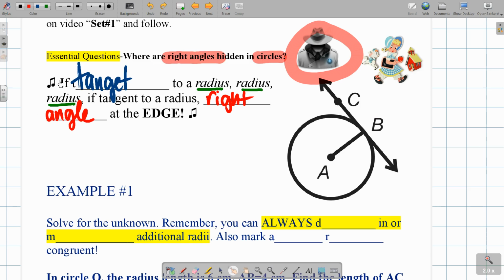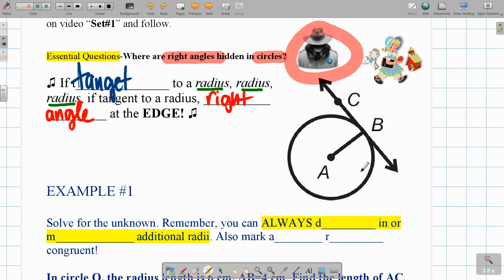Okay, so you have filled in the blanks. If tangent to a radius, radius, radius. If tangent to a radius, right angle at the edge. Ready, folks? We're going to do this twice. I expect you to sing. Yes, sing, folks.